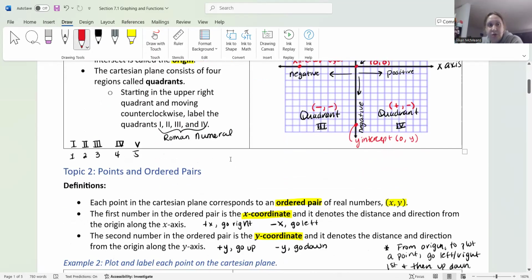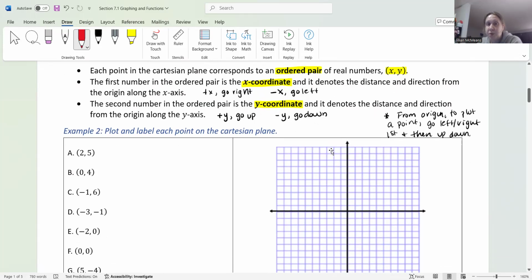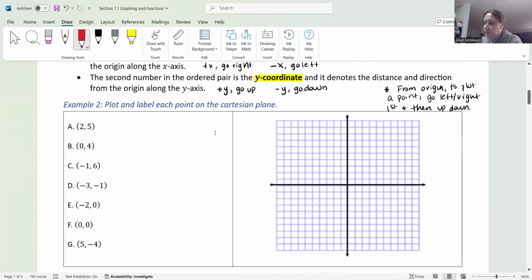Okay, so back to topic 2, we have the definitions of an ordered pair, x coordinate, y coordinate. Now let's practice plotting some points in the Cartesian plane, okay? So it says, for example, to plot and label each point on the Cartesian plane. And first up, we have point A.